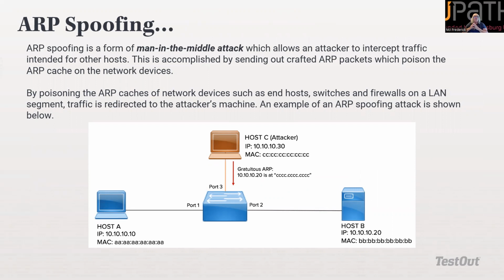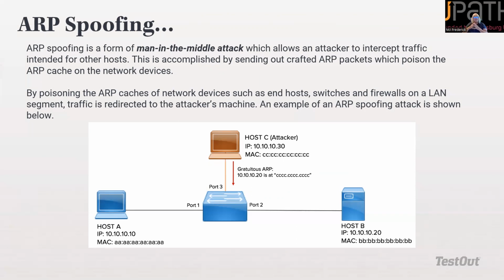So ARP spoofing is a form of the man-in-the-middle attack, which allows the attacker to intercept the traffic from other hosts, right? That's intended for those other hosts. This is accomplished by them sending out crafted ARP packets that poison the ARP cache on the networks. Because remember, the cache is what's storing, so we don't always have to redo every single time we're looking for somebody or we want to send information or share our data. So the cache is, that's why they tell you delete your cookies, empty your cache, delete your history in your browser, that kind of stuff.